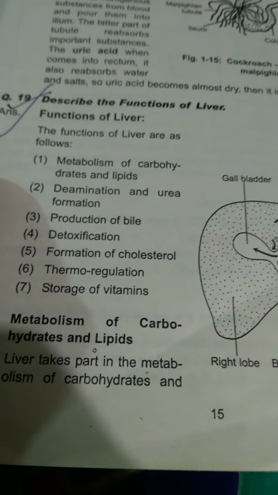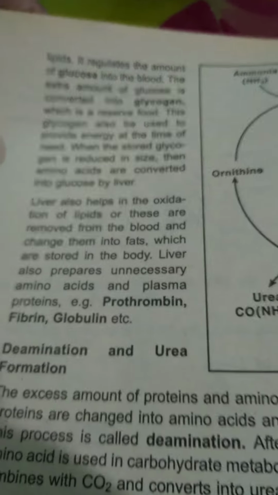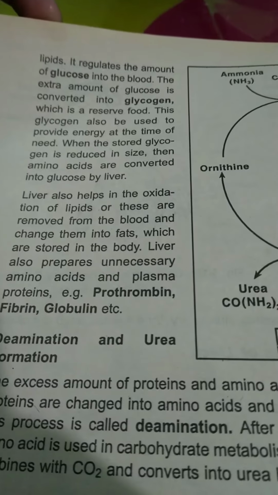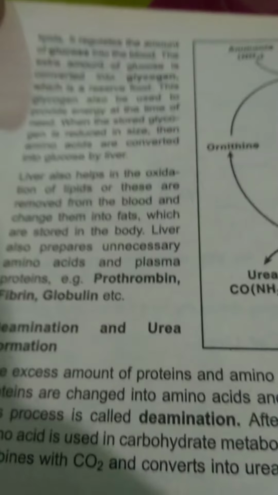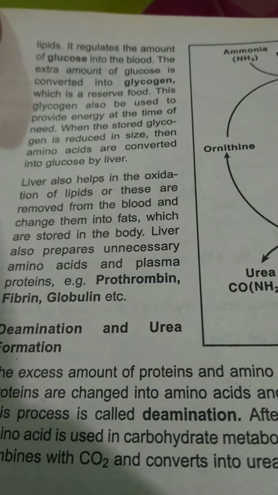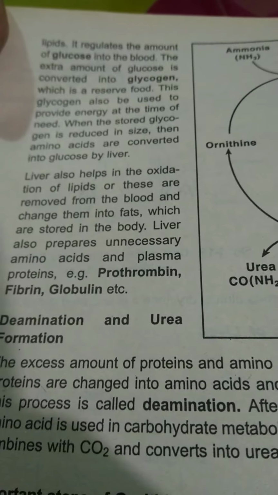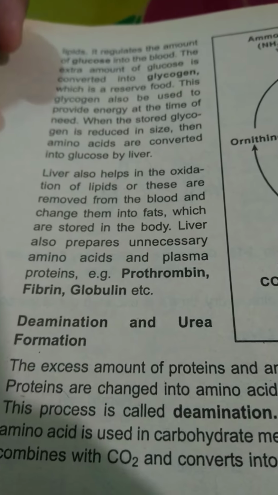Metabolism of carbohydrates and lipids as a first part. Liver takes part in the metabolism of carbohydrates and lipids. It regulates the amount of glucose in the blood, and an extra amount of glucose is converted into glycogen, which is a reserve food material. The glycogen can also be used to provide energy at the time of need. When the stored glycogen is reduced in size, then amino acids are converted into glucose by the liver.